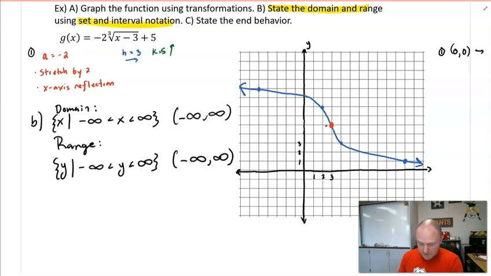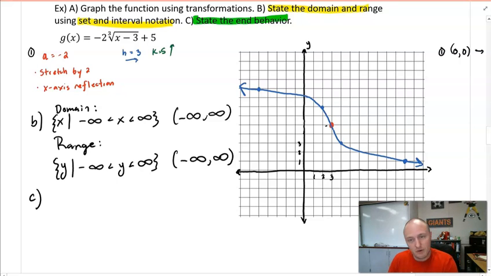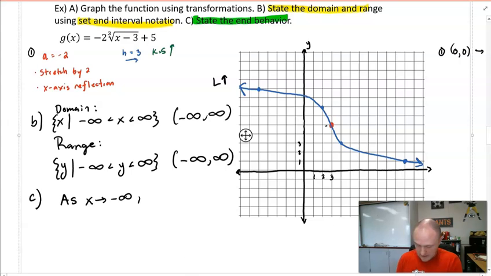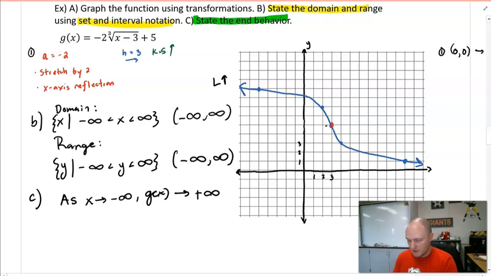Okay, and end behavior. Part C, they want you to state the end behavior. You know what I like to do? Here's a little trick for end behavior. I like to go to my end behaviors and I use left, right, or up, down. So I'm looking at this end. Hey, this is the left side and it's going up. So in terms of math, that is as x goes to, well, the left is negative infinity if you go forever. Okay, and then your function here, g of x, your y values, well, going up, you're going to go towards positive infinity. You don't have to include the positive if you don't want to, but just a note there.